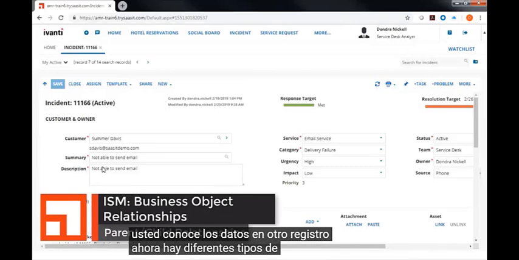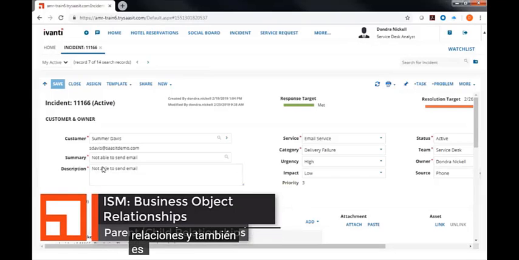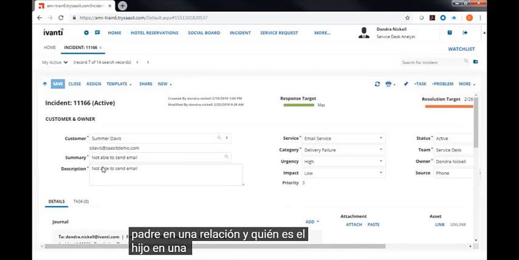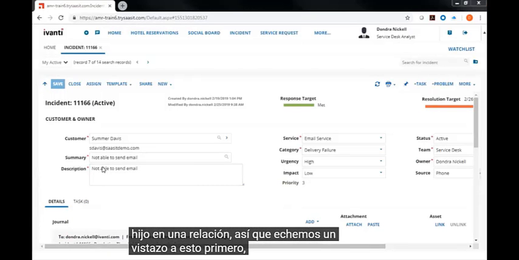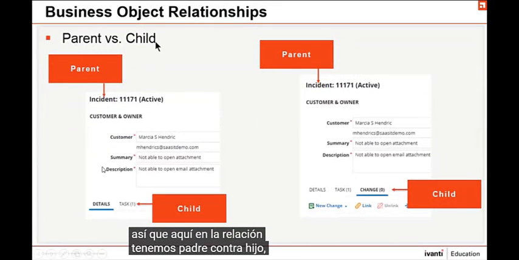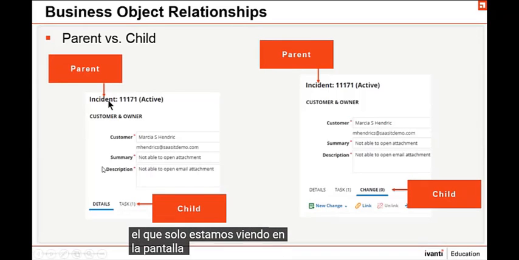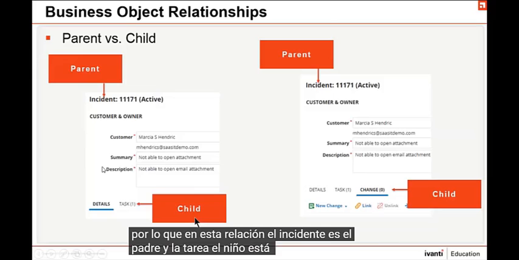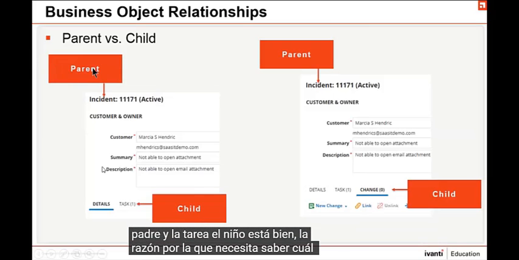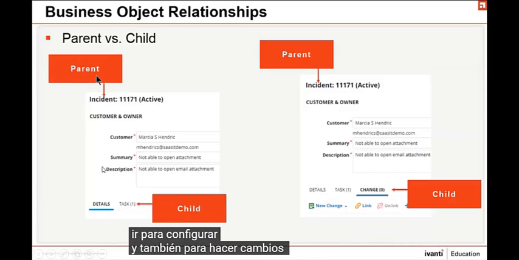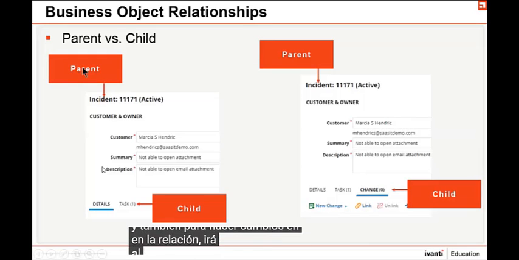Now there's different types of relationships, and also it's important to know who the parent is in a relationship and who the child is in a relationship. So let's take a look at this first. Over here in the relationship, we've got parent versus child. The one that we're just looking at on the screen was incident, and we were looking at tasks. So in this relationship, incident is the parent and task is the child. The reason you need to know which one is the parent is that's where you're going to go to set up and also to make changes in the relationship. You're going to go to the parent.